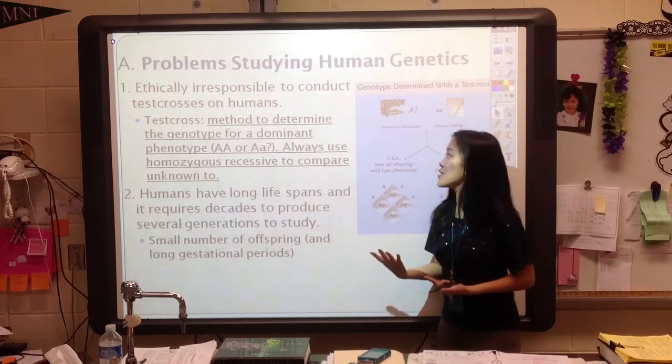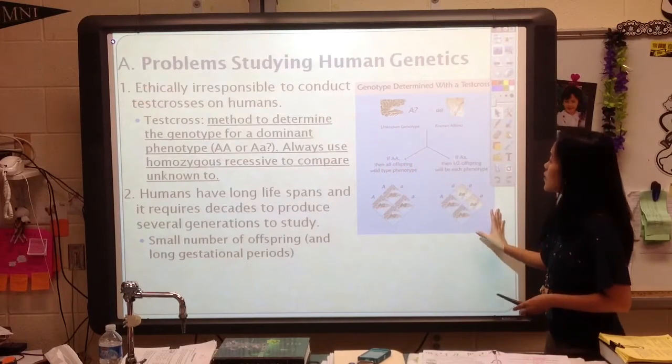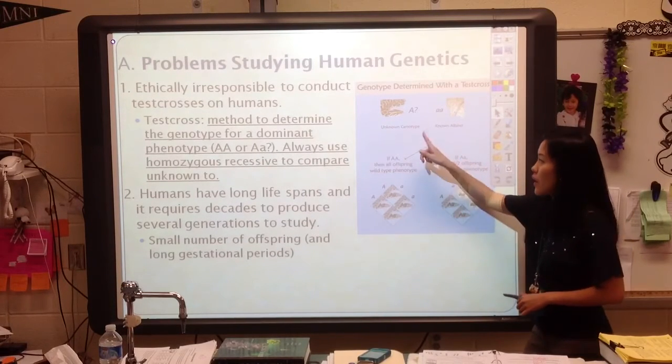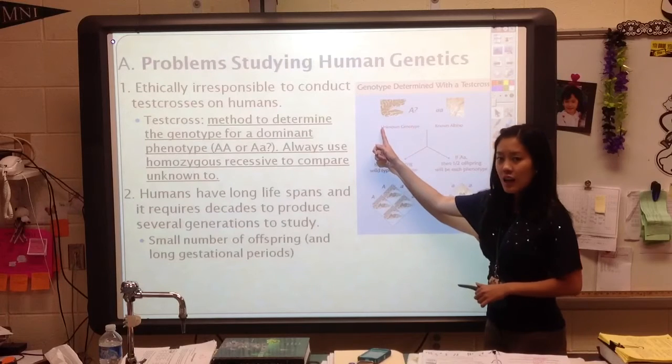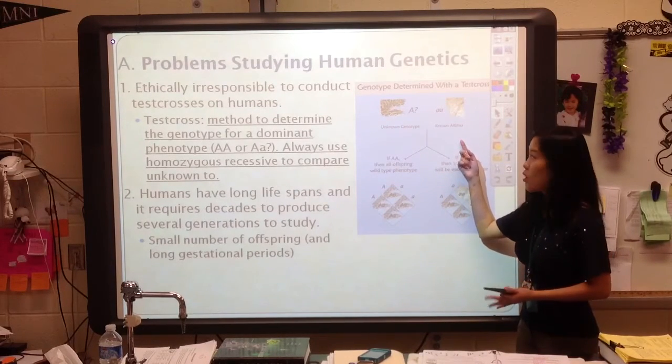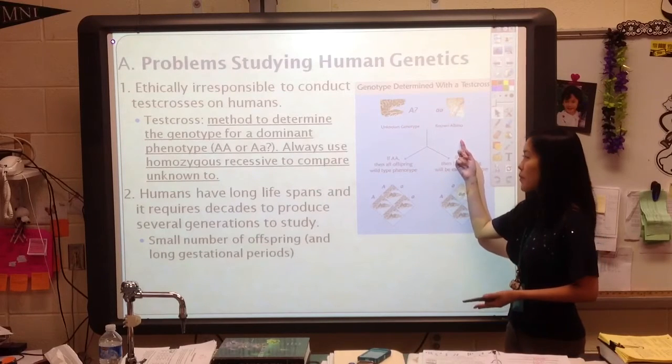Now, what is a test cross? An example here would be if we had two different types of snakes. We had one snake that is colored and another one that is albino. It doesn't have any color. It's all white. It lacks those pigments.